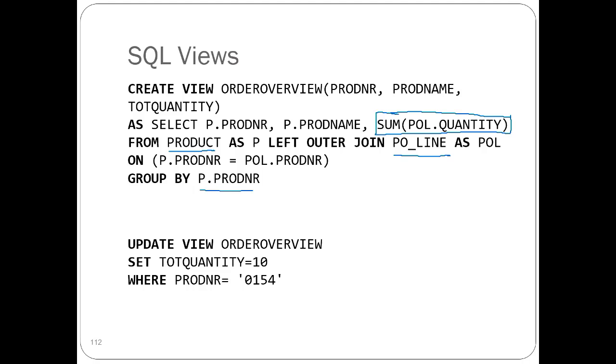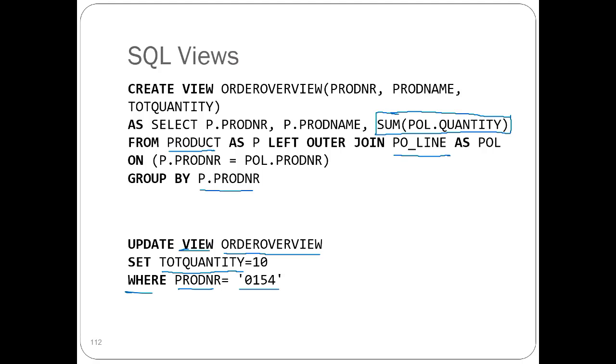We will learn about update. How do we update our table? So here we said that a view is a virtual table, so let's attempt to update the view. If the view is updatable, that's how you will do it. You'll say update, the name of the view, which is order overview, and we will set the total quantity to 10, where product number is 0154.